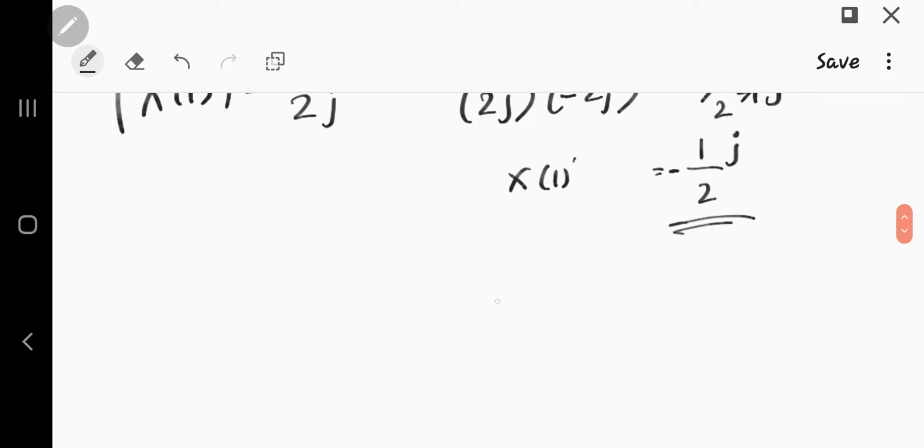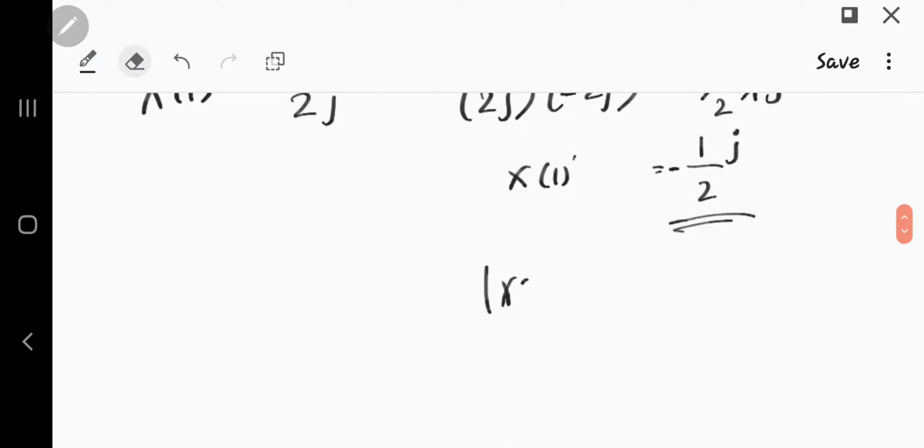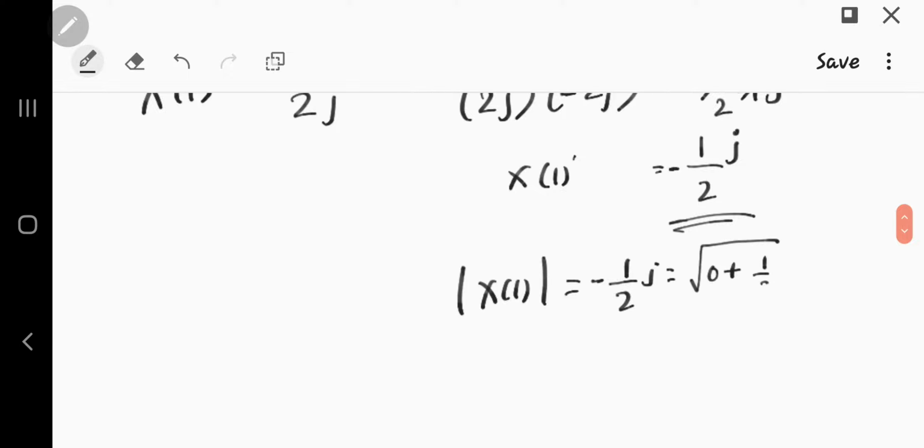So this is the value of x of 1. Now if you take the magnitude of x of 1, what do we get? Square root of 0 plus minus 1 by 2 square. Since it is a magnitude, I will take the plus only, and you will get 1 by 2 for x of 1.